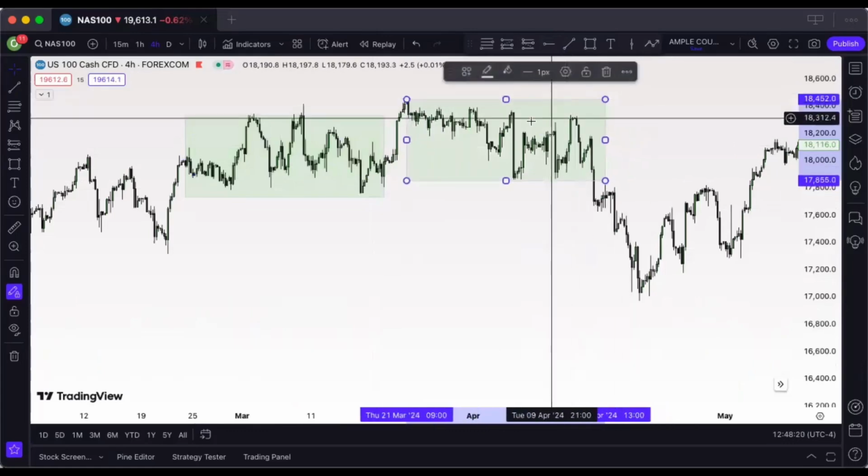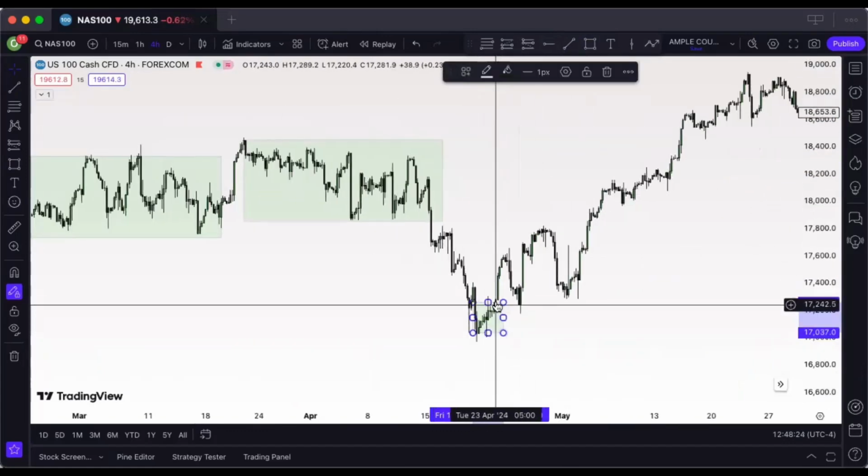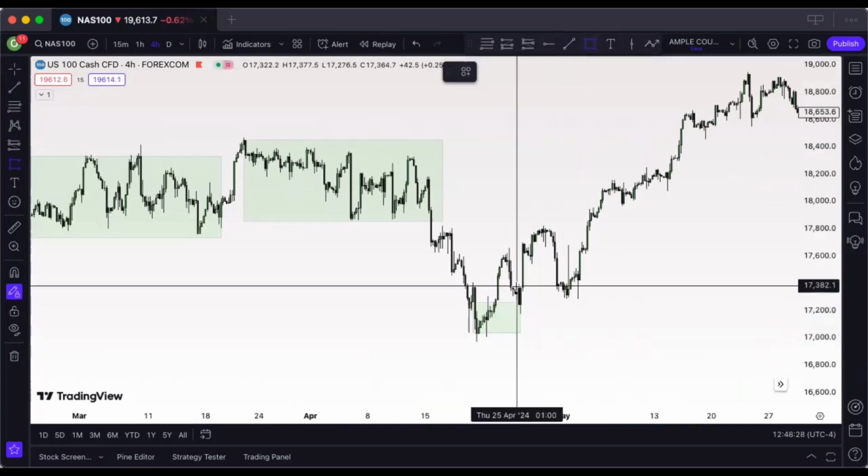This box here, consolidative expansion, right? We come here, we consolidate on the lower scale, expand, right? And then as you can see, we consolidate again, we draw our demand zone. I'm gonna be dropping a very nice video today for y'all. It's gonna be probably on market structure.